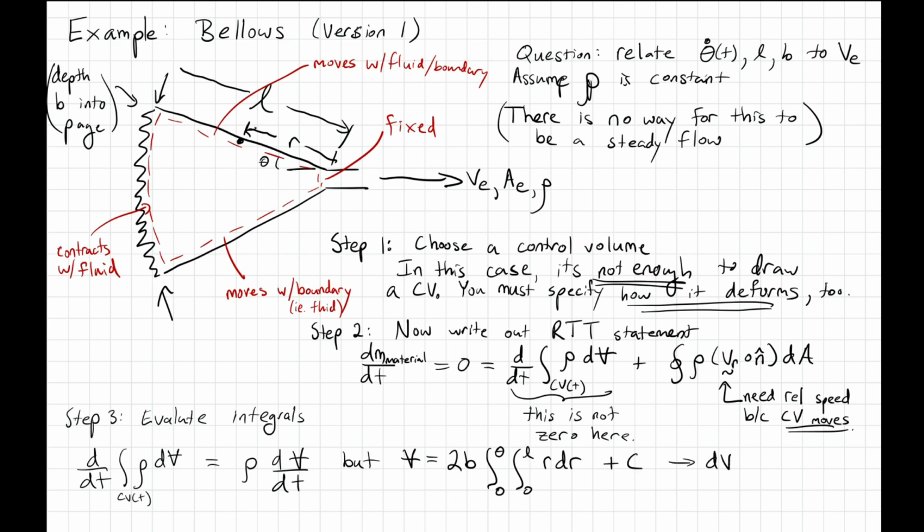But when you take the derivative, that constant factor goes away, and after you do the integral, it's b times L squared times theta dot. So at this point, we've got our first integral evaluated. That turned out to be rho times b times L squared times theta dot. And then we've still got this surface integral to do.